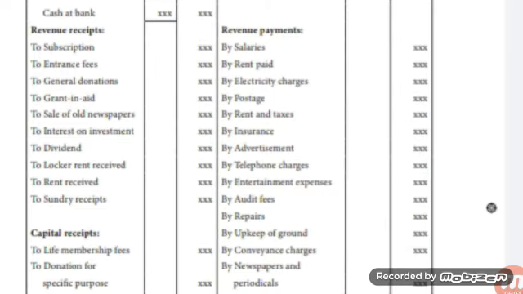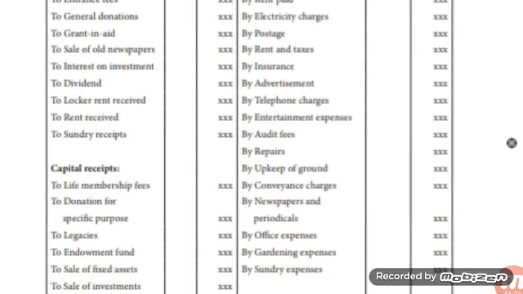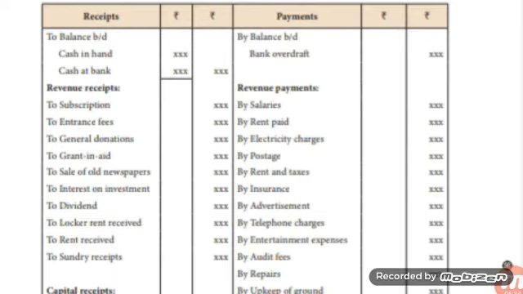Salaries, rent paid, electricity charges, postage, rent and taxes, insurance, advertisement, telephone charges, entertainment expenses, audit fees, repairs, upkeep of ground. Upkeep of ground means maintaining ground. Then conveyance charges, newspapers and periodicals, office expenses, gardening expenses, sundry expenses. All these expenses are recurring expenses and come under the category of revenue payments.